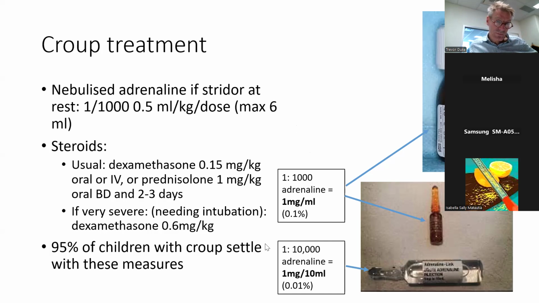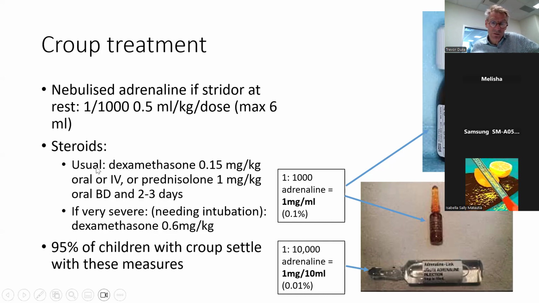The other treatment for croup these days: the adrenaline works quite quickly, within minutes, and steroids take some hours, usually about 4 hours, to have an effect. So if you give dexamethasone or prednisolone when a child presents and you give some adrenaline, if they've got stridor at rest, then usually by the time the adrenaline has worn off, the steroids have kicked in, and the child's got some reduction in airway swelling because of that.